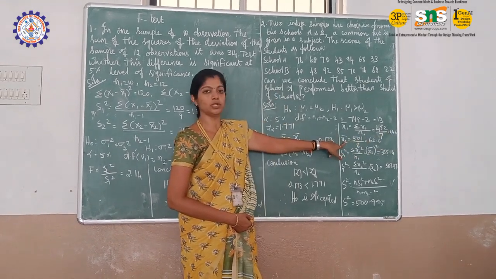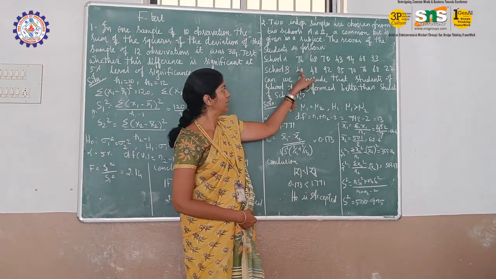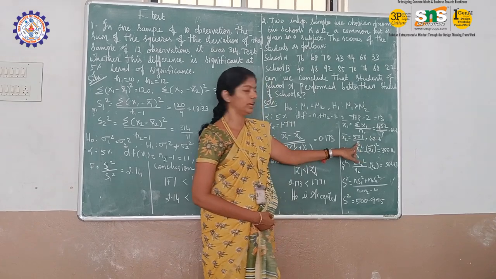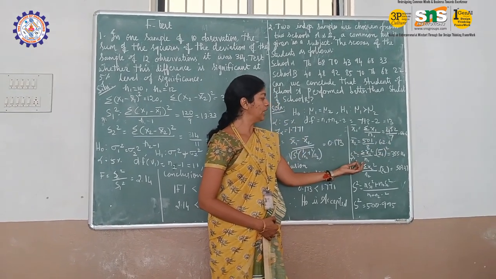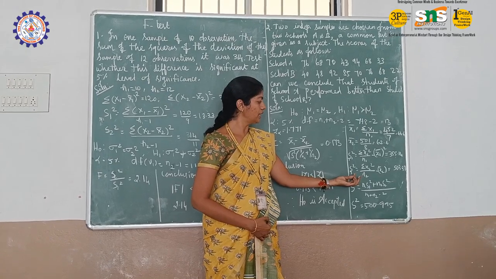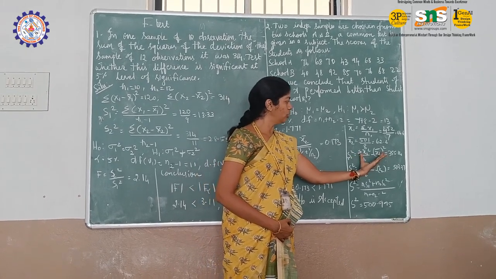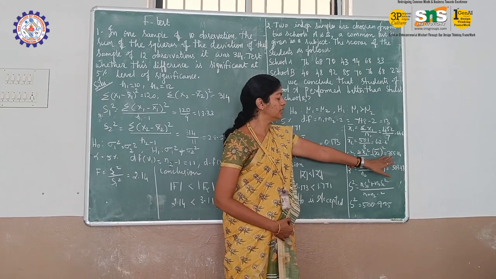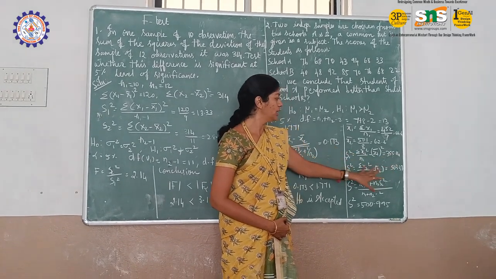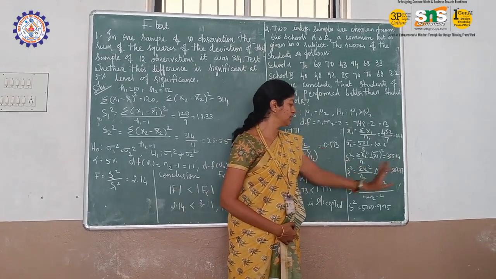In the same way we move to x2 bar also. We add all those values and divide by 8, and we get 62.6. Then we have to find s1 square and s2 square. We have the formula, and we substitute all those values here. So we get 355.14 and finally 3.37.